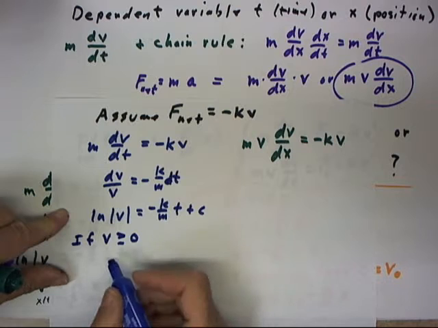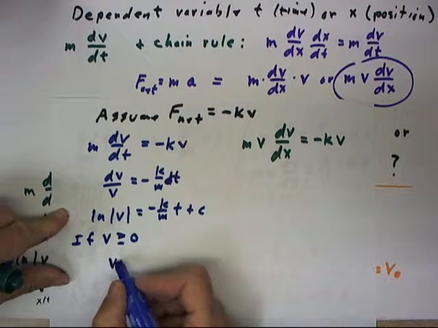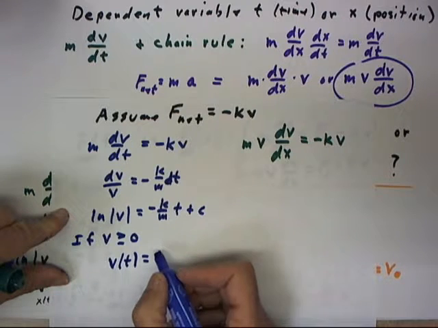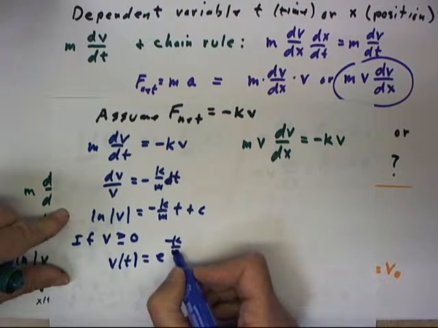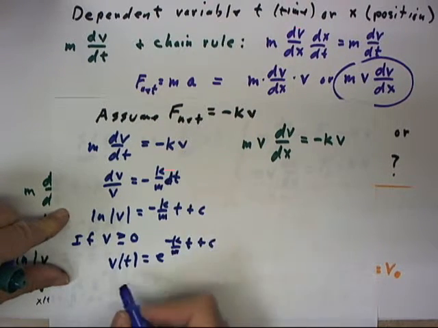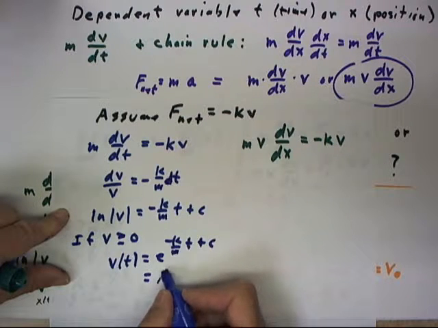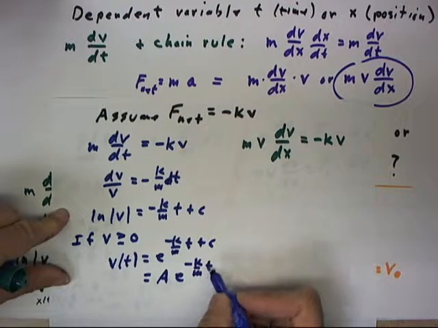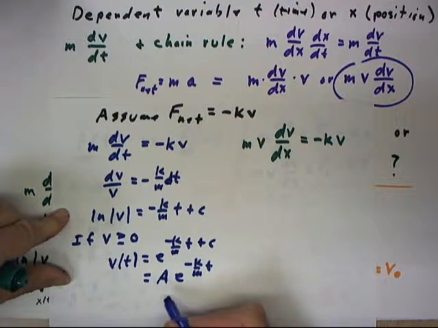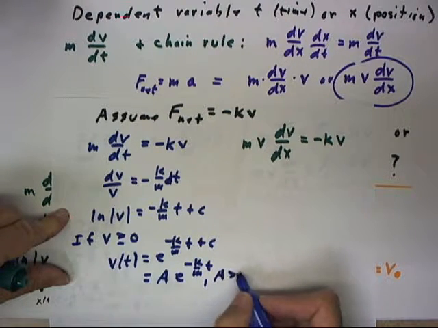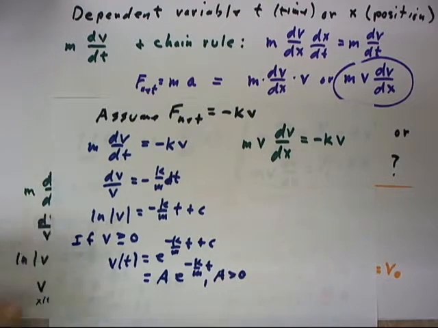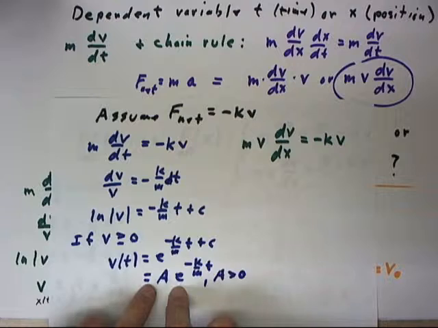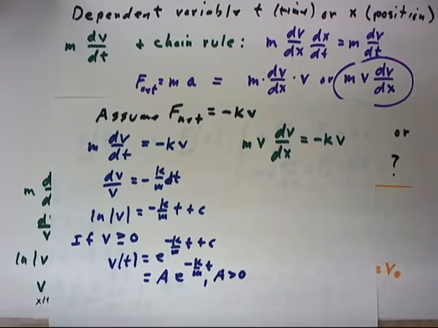Exponential on both sides is going to lead us to the velocity function v of t equals e to the negative k over m t plus c, which we'll write in the form a e to the negative k over m t, with the proviso that a is greater than 0. That's our general solution for the velocity as a function of time.